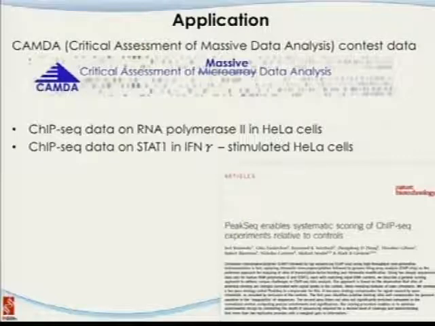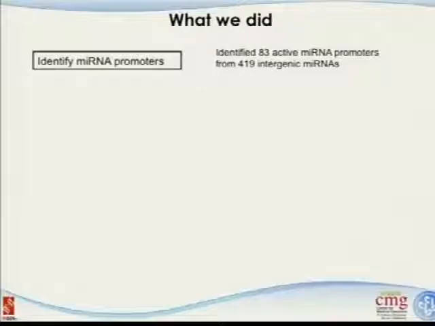So you may see this type of peak finders, using STAT1 in interferon gamma stimulated HeLa cells. So these are the data we are using. And in the summary of the results, using this strategy, we were able to identify 83 active microRNA promoters from 419 intergenic microRNA regions.